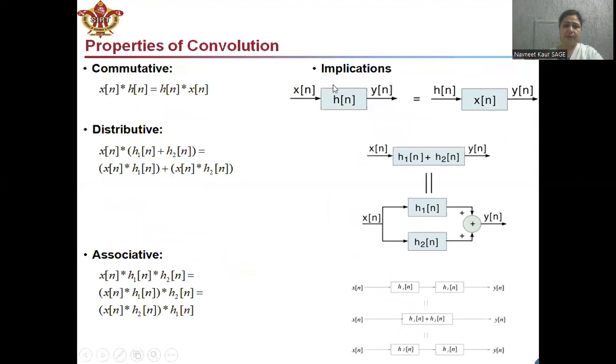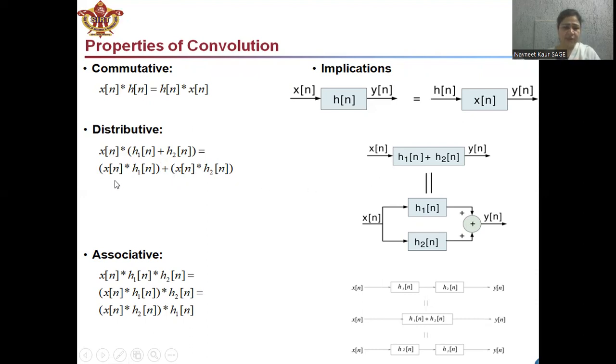Now, coming to the properties of convolution. The convolution sum is commutative. That is, x convolved with h will give h convolved with x. Similarly, it is distributive. That is, when x[n] is convolved with h1[n] plus h2[n], it will be the same as x[n] convolved with h1[n] plus x[n] convolved with h2[n].